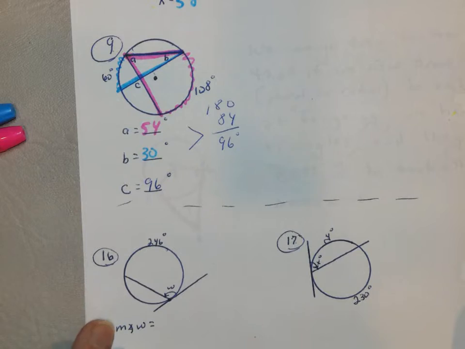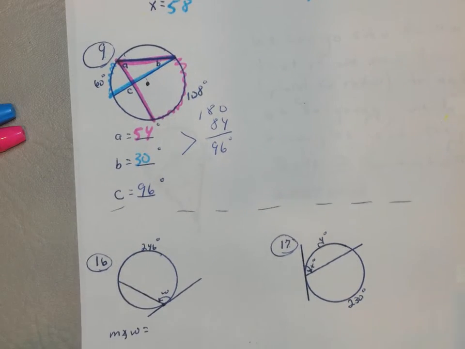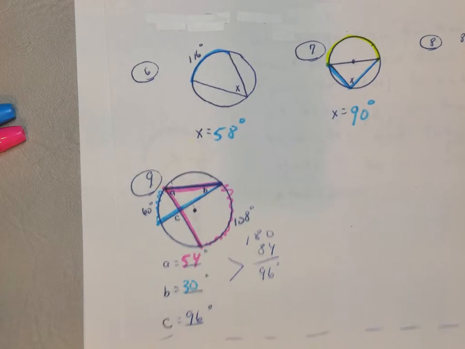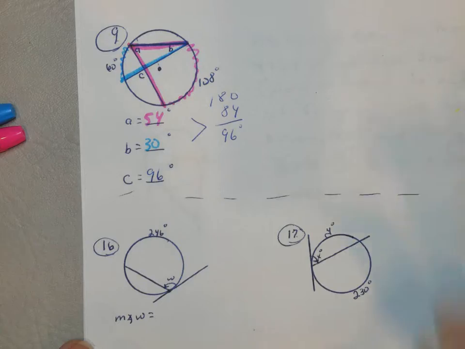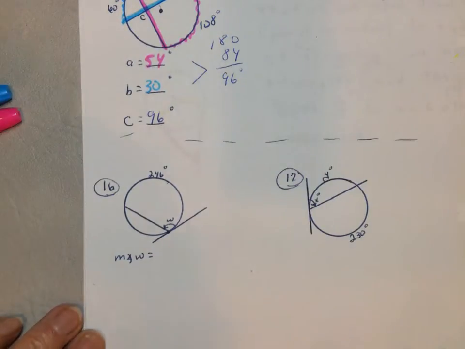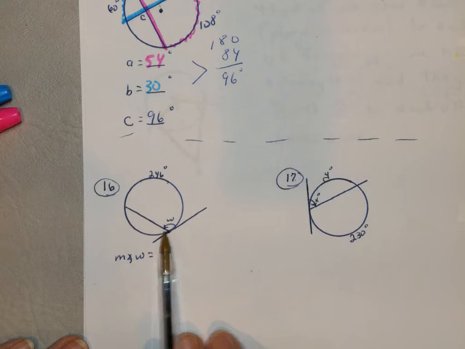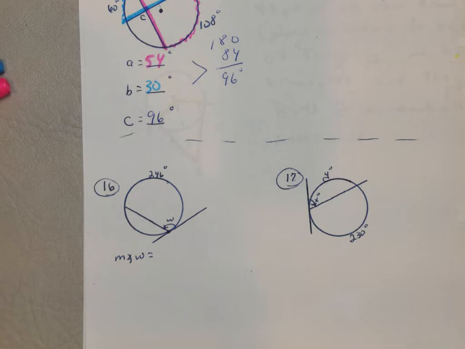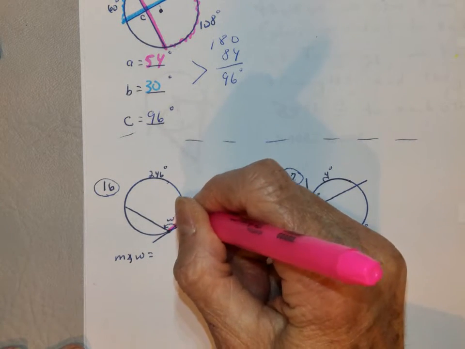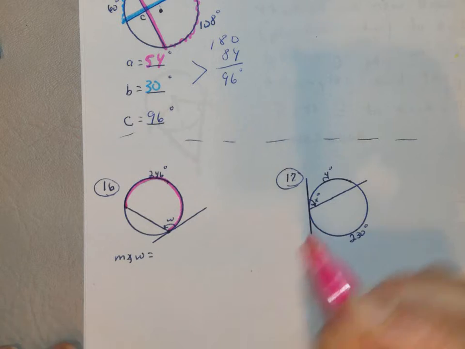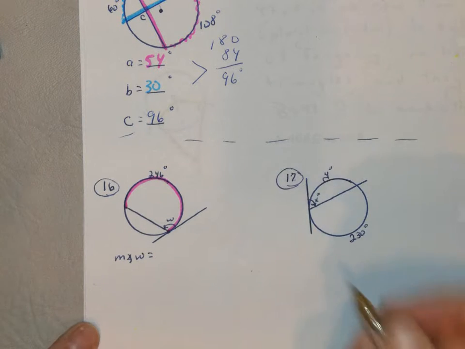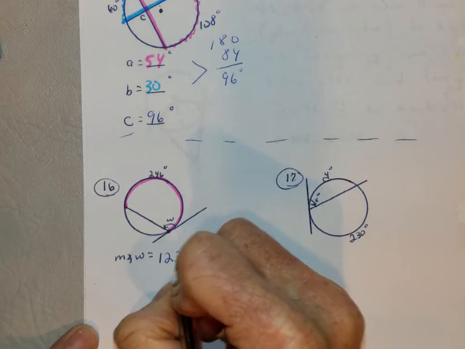All right, ladies and gentlemen. So now let's take a look at our next piece of information here. Well, let's take a look at these two at the bottom first, okay? So this is an inscribed angle. This is angle W. And the arc that it makes is this arc right here, and this arc is 246 degrees. So if that's 246 degrees, our angle is going to be half that, which is 123 degrees. Done.